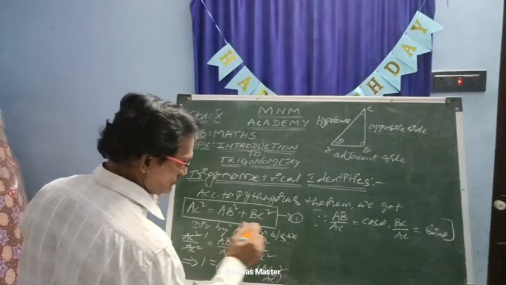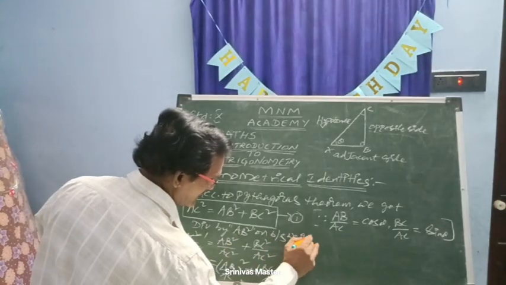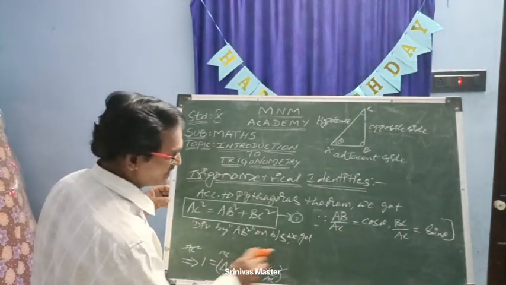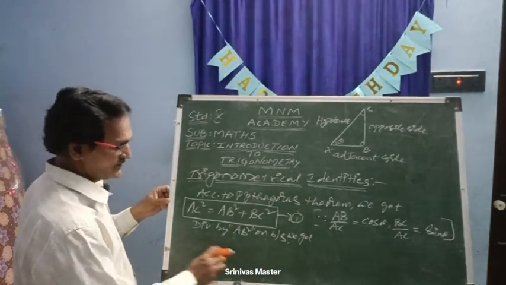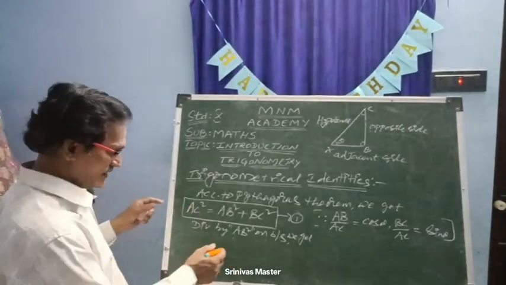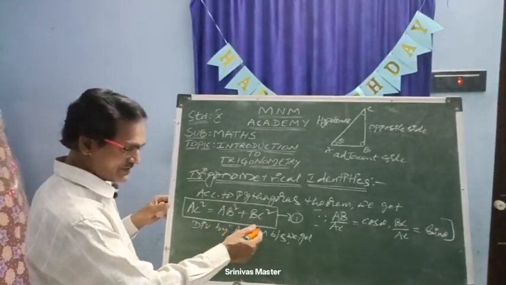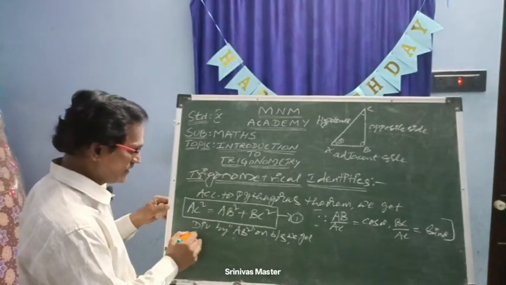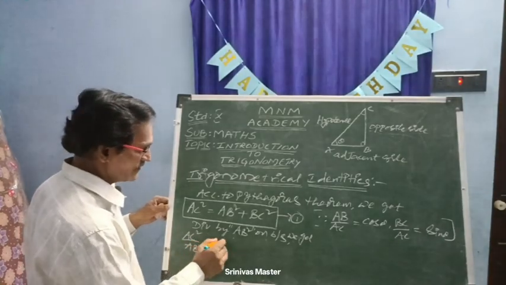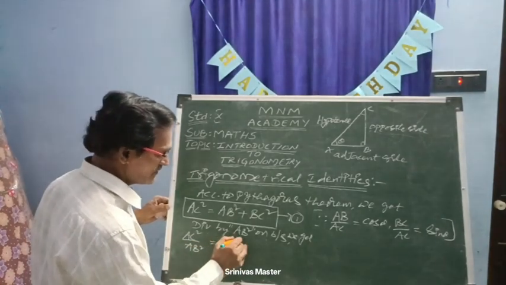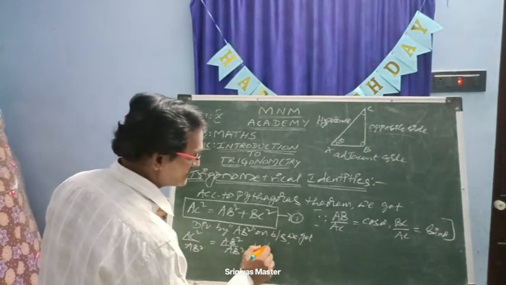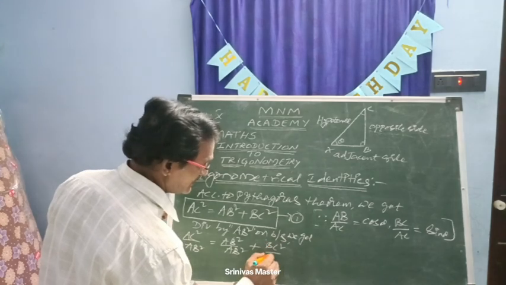Now see, the second proof I am going to prove. We divide the first equation, the main equation, by AB square on both the sides. That means we write AC square by AB square equal to AB square by AB square plus BC square by AB square.